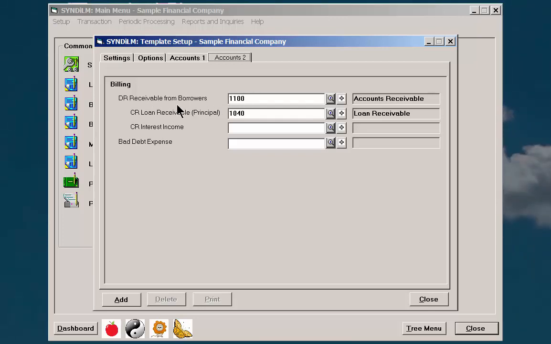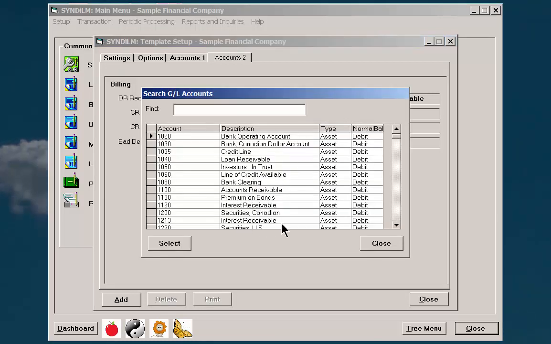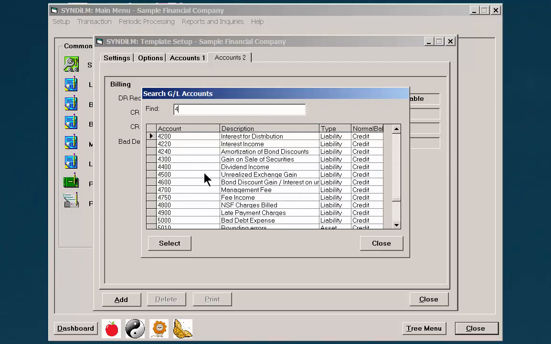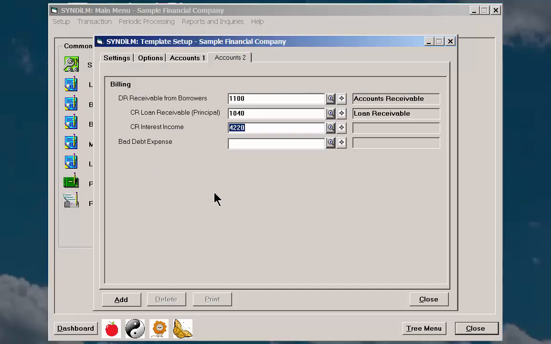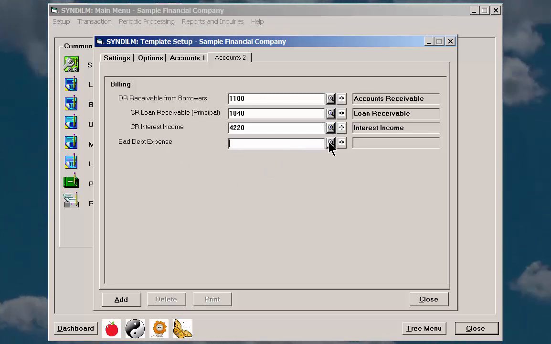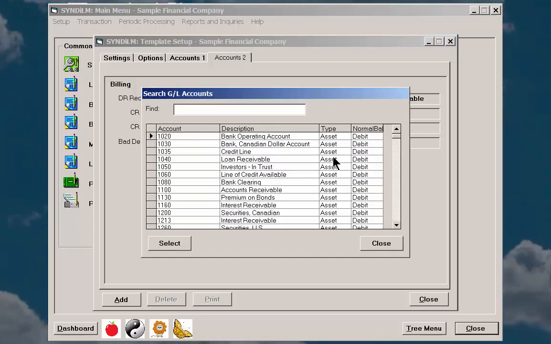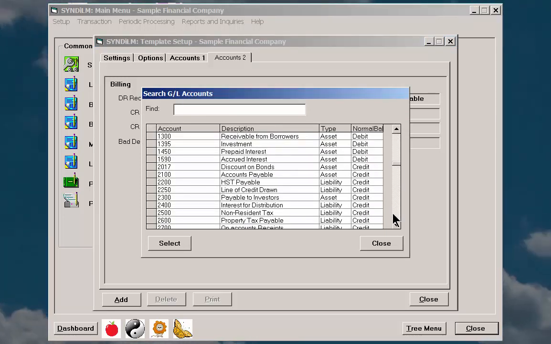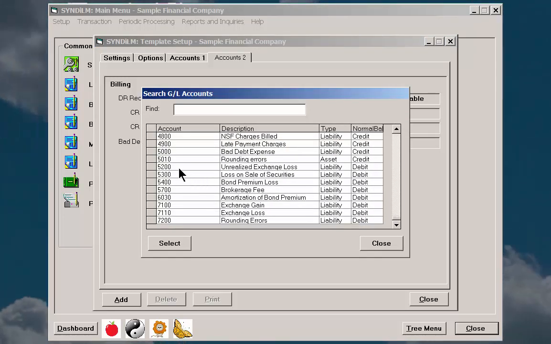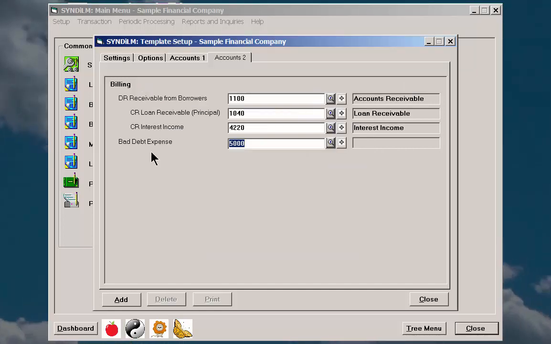When you run billing, it debits this account, which is accounts receivable. It credits loan receivable, which was set up initially when you set up the loan, and the interest portion will be credited to, say, interest income, which should be a 4,000 account. Here it is, 4,000 account, 4220. You also give the bad debt expense, because sometimes if there's a foreclosure or the borrower goes bankrupt, they might not be able to pay, and you might have to debit it to your bad debt expense. That will be an expense, and it is account number 5,000.